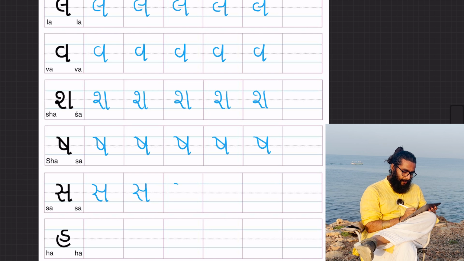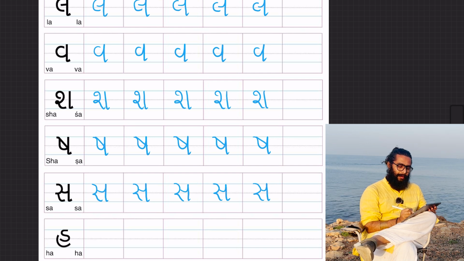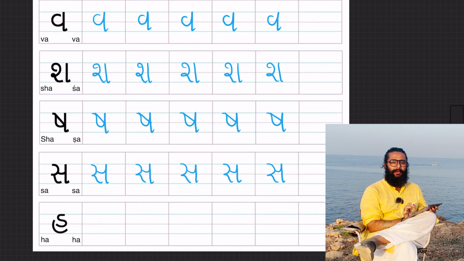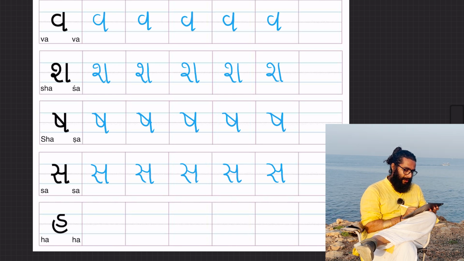Sa. Sa. Sa. Sa. Once again, recapping, there is sha, which is thick, sha, which is even thicker, and sa, which is thin and soft. The next sound is ha, which too is uttered by an expulsion of air. It is written like this. Ha.